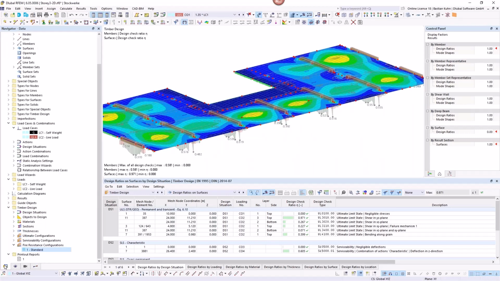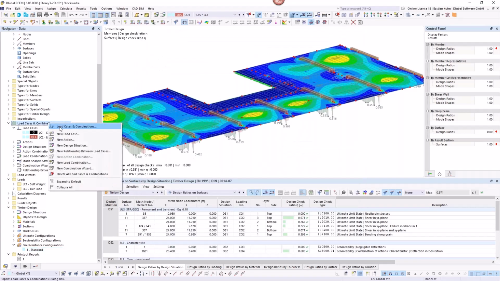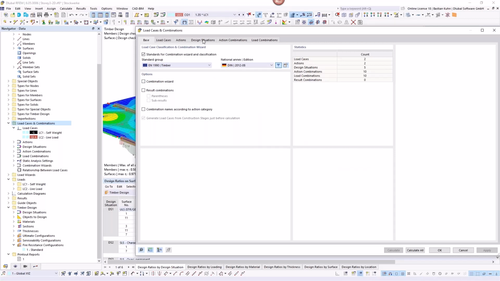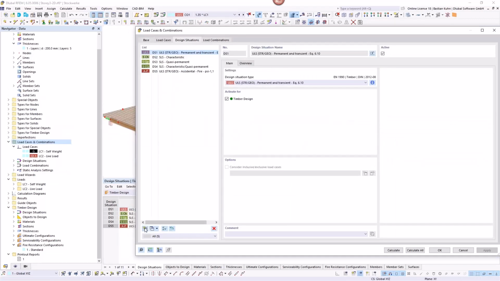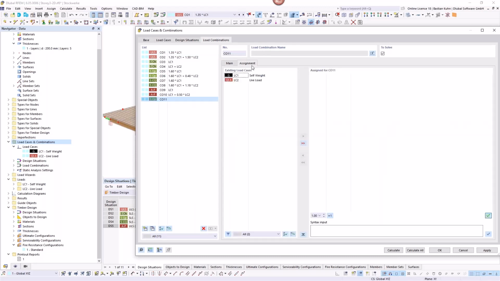this, and now was only missing the vibration analysis. I want to show you the simplified vibration analysis as a first step. Therefore, I'm shutting off the combination wizard and will just define one more additional design situation for vibration, and have in load combination also one more load case that I'm assigning to this, and have 100% of the self weight and 30% of the live load, right?